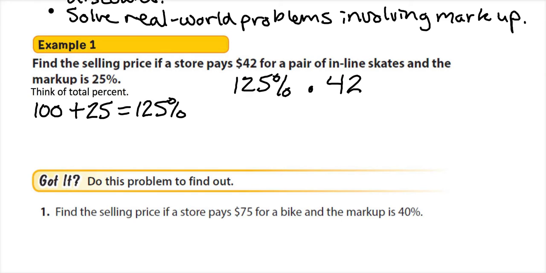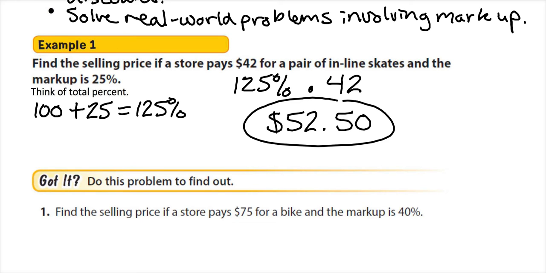Well, we don't write 52.5 because we're talking about money. So what would 52.5 mean in money terms? That would mean $52.50. Remember, we always have to have 2 decimal places. And then there's your answer, and that's it. So again, think of the total percent. So what percent are we actually paying? And then you're going to times that by your price, and then there you have it.